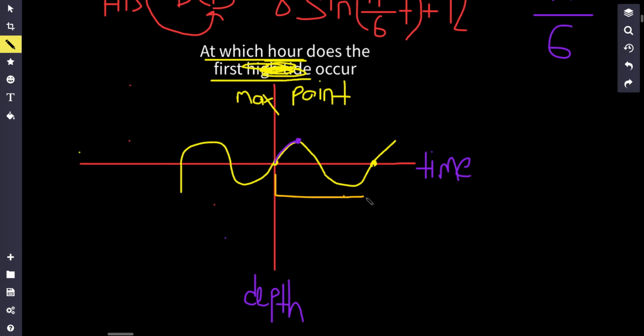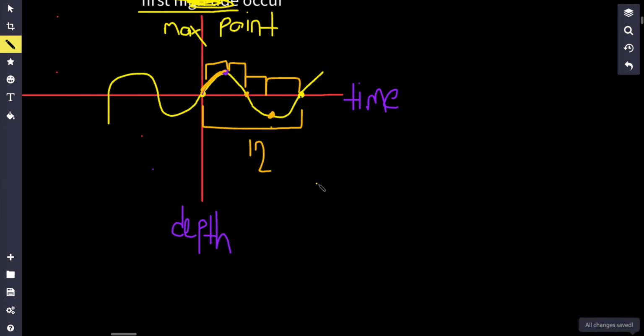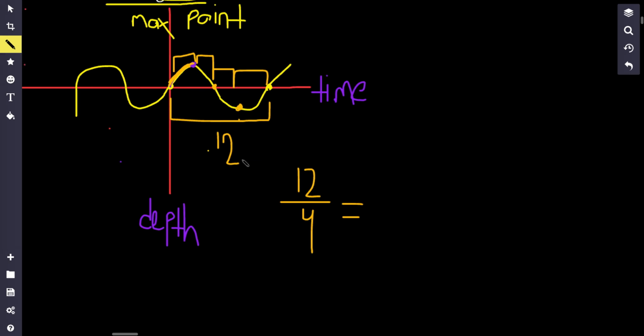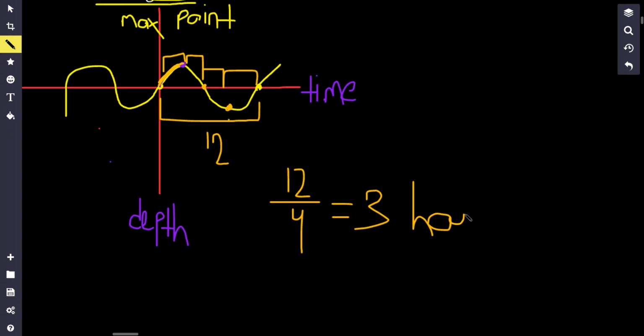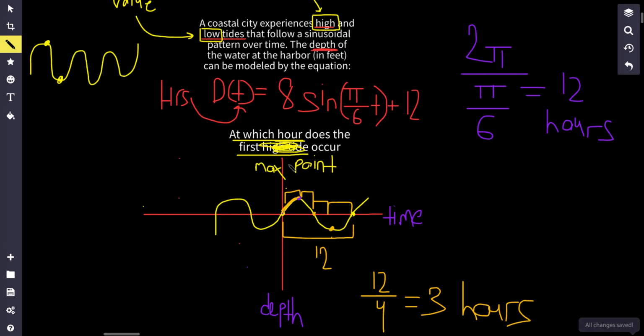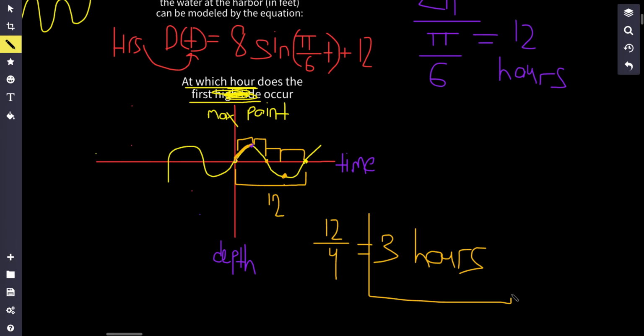Now, if we know that this is 12 hours, also notice that in one period, you can divide this into 4 sections. So you have 1, 2, 3, 4 sections. You can divide it into 4 equal sections. If we're only trying to find one section, all you have to do is take your period, in this case 12, and divide it by 4, because there are 4 sections, and you want to find the length of one section. So 12 divided by 4 is 3. In this case, 3 hours. And that's the amount of time it takes to reach the first maximum point.